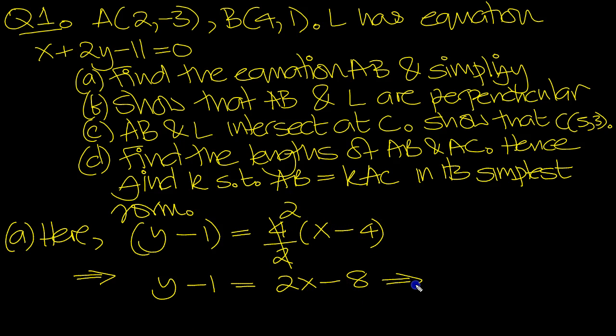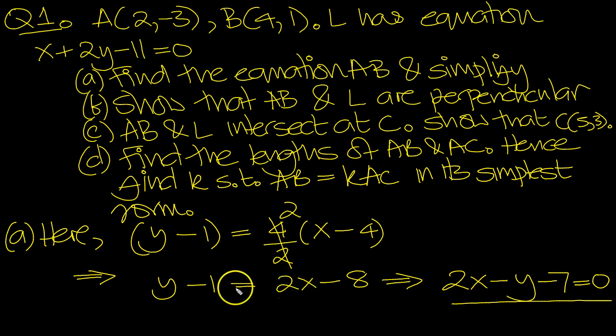So that tells us now that we've got 2x, move the y over, minus y, and also move the 1 over, plus 1. Minus 8 plus 1 is minus 7, equals 0. So there's our equation then. It was 2x, move the y over to be with it, becomes minus y. Move the 1 over to become plus 1. Minus 8 plus 1 is minus 7. So there's our equation for part A.